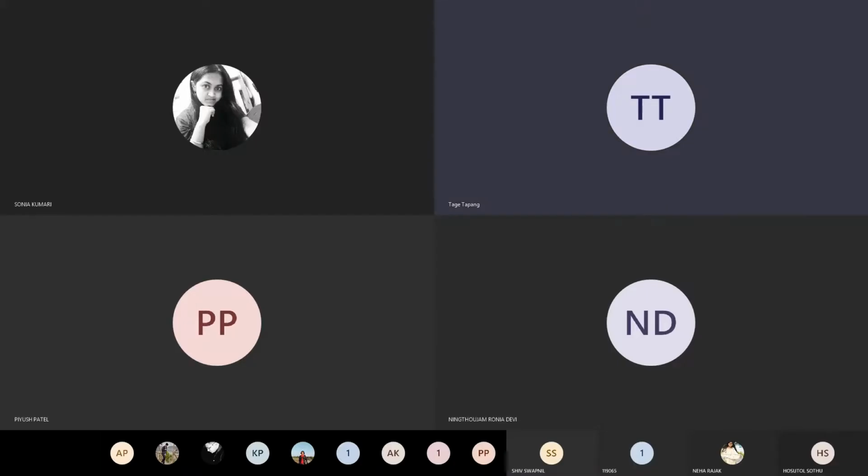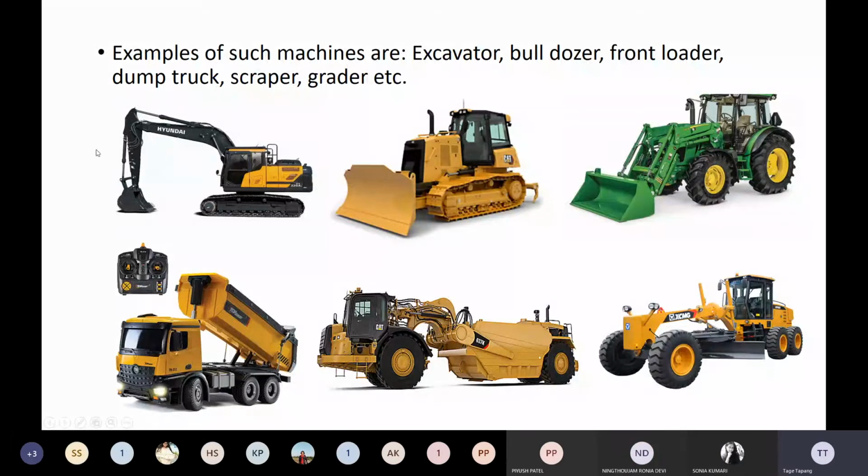Excavator. This vehicle is called excavator. Then we have bulldozer. This also you might have seen several times in road construction. This is called front loader.